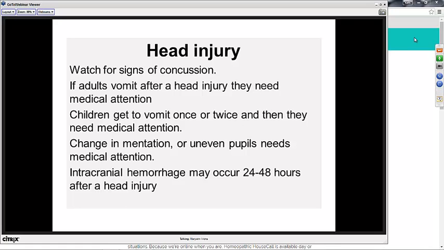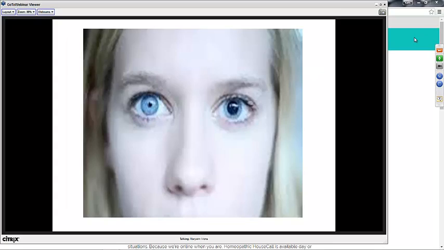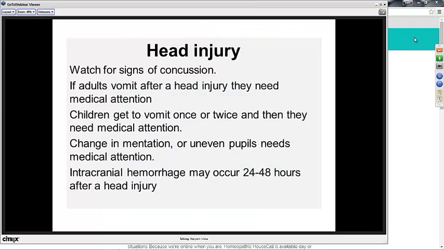And I'm going to show you, this is unequal pupils. You notice that her left pupil is very much larger than her right. That can happen very suddenly. And that's the kind of thing you're looking for after a head injury.